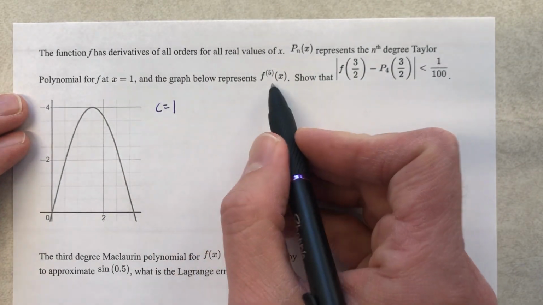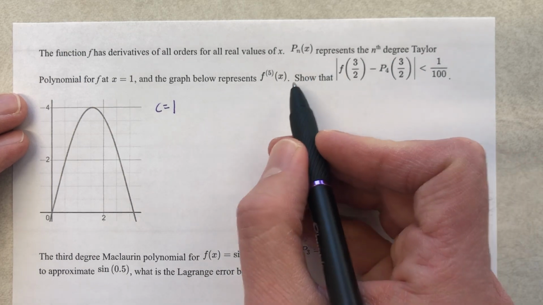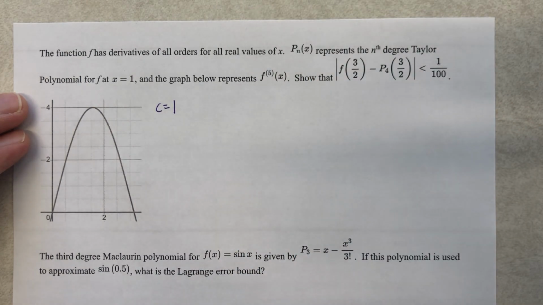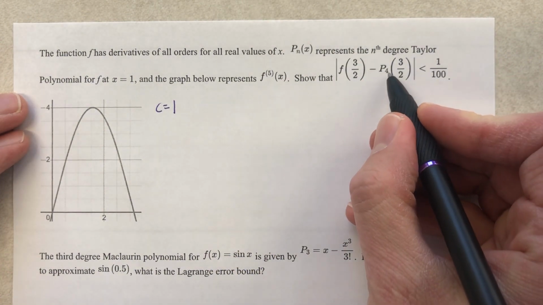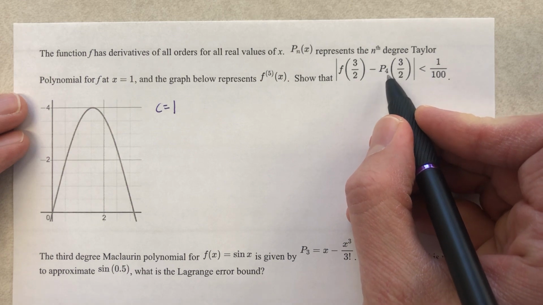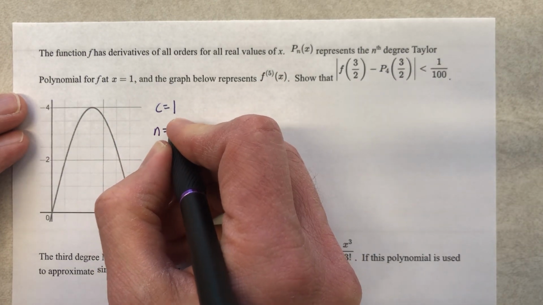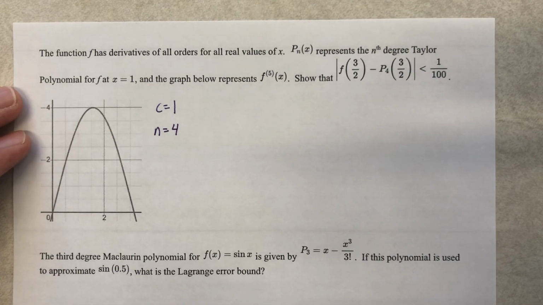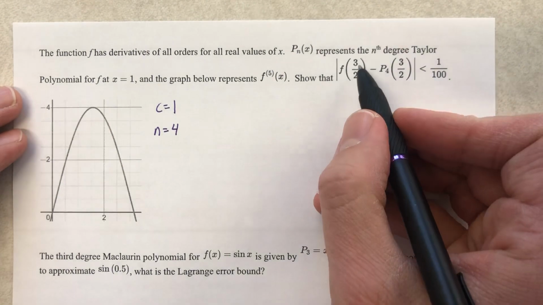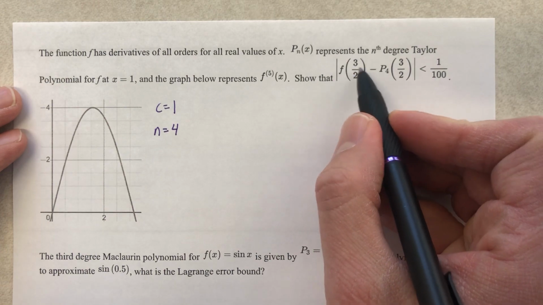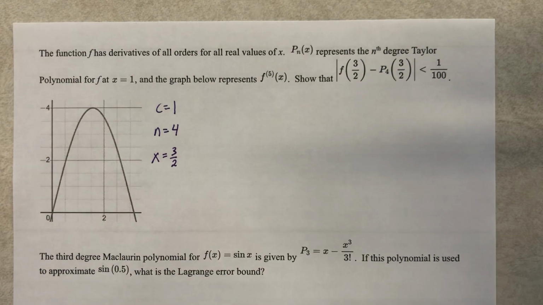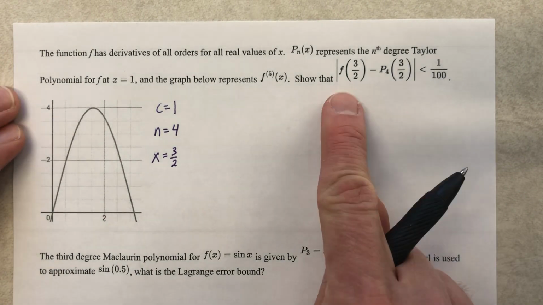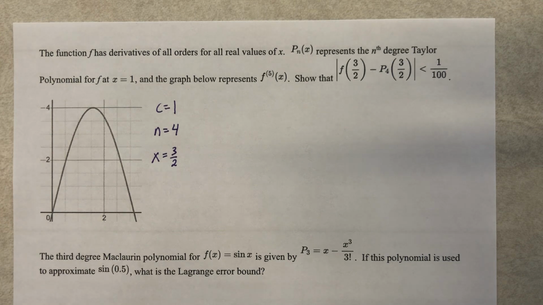The graph below represents the fifth derivative of f. Okay? Whoa, and then all of a sudden we get overwhelmed. Well, don't panic. Let's just start looking. We're dealing with the fourth degree Taylor polynomial, right? So we have an n of 4. Well, the x value that we would plug in is 3/2. I'm just writing down stuff I know. Maybe I can think of what to do with this disgusting mess. Well, let's just start brainstorming some other ideas.